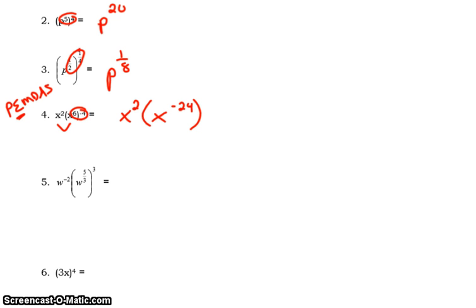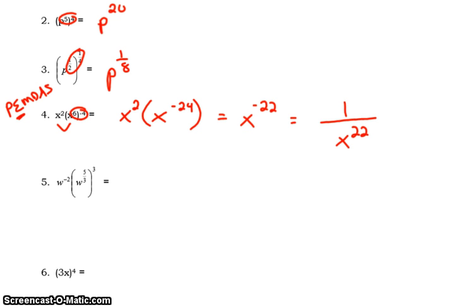And now what I have is multiplication. And remember from the first page, the rule is keep the base and add the exponents. So -24 plus 2 is -22. And again, I can't leave a negative exponent as an answer, so I move it to the denominator. There is a 1 in the numerator of that fraction.